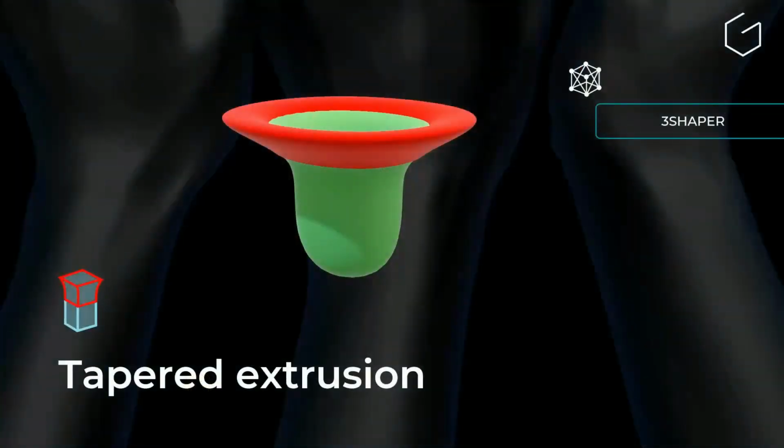Another example, which is the last extrusion tool that we need in 3Shaper. Sometimes you have to do an extrusion, but you have also to deform. We can say we taper the extrusion. It was not possible to do that in the previous version of 3Shaper. Now you can do it.